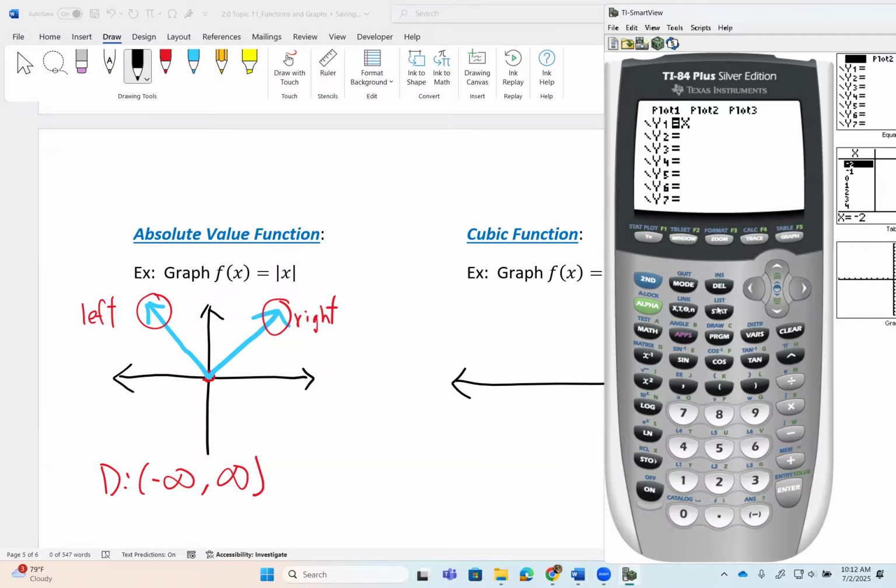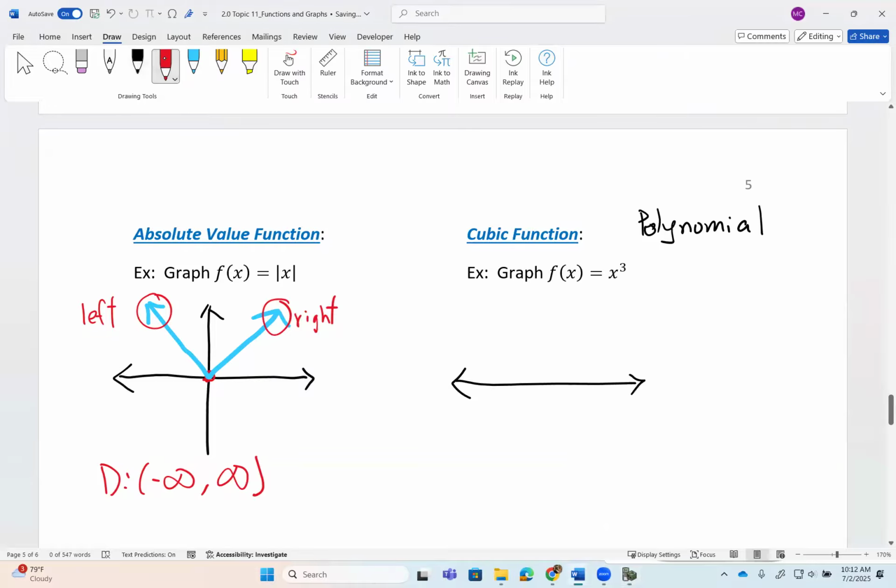X raised to the third power. Letter x is right here, right? Graph. It looks like this. It does pass through the origin this time. Okay. All right. I know this arrow is pointing down, but it's also pointing left. This arrow is pointing up, also pointing to the right.